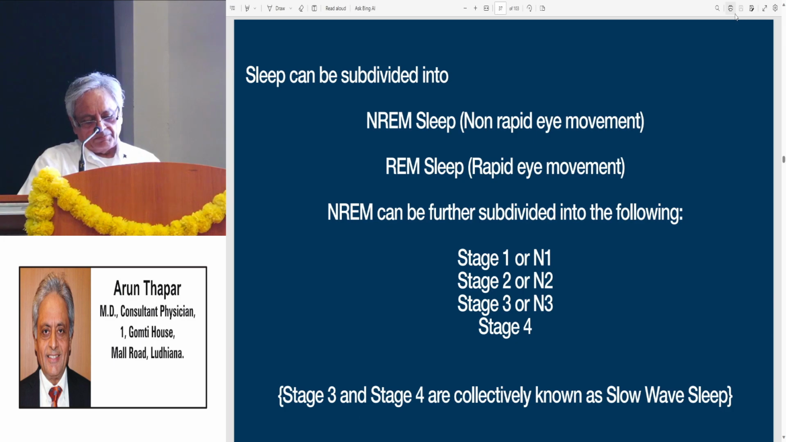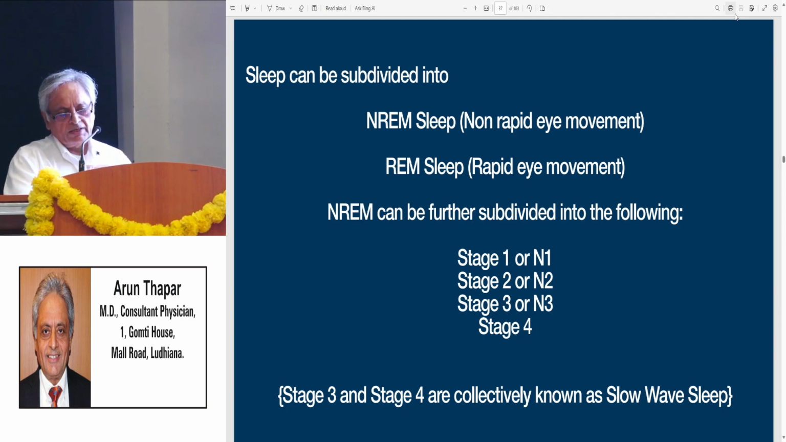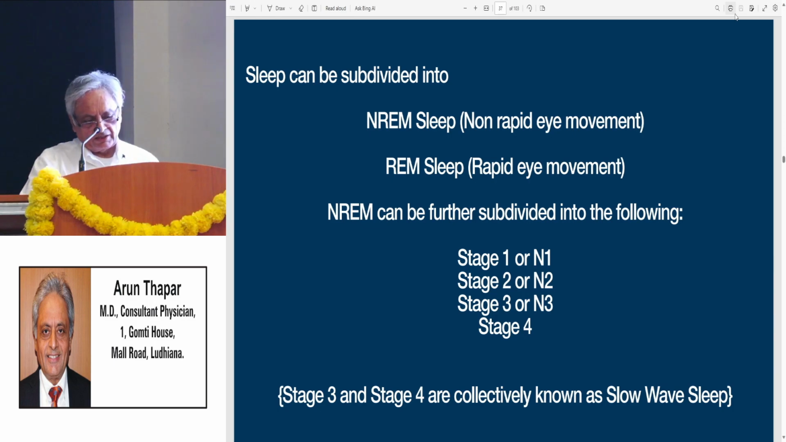Non-REM sleep can be further subdivided into different stages, stage 1, 2, 3 and 4. But currently, from 3 years back, we have only stage 3, because stage 3 and 4 are collectively now known as slow wave sleep, and we have just stage 3 and there is no stage 4. So N1, N2, N3 will be discussed in NREM.